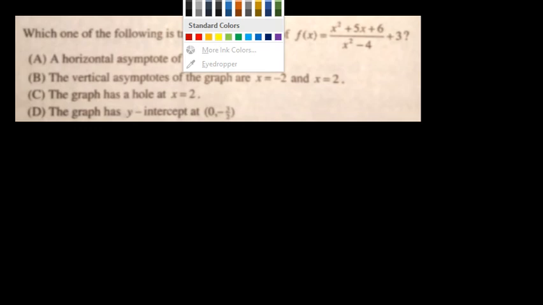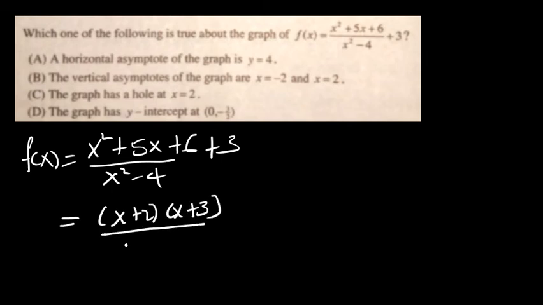The second question is about rational functions. It says the given function f of x is equal to x squared plus 5x plus 6 over x squared minus 4. So let us factorize and simplify first. We need to factorize the numerator and the denominator. For the numerator, we need to think of two numbers with product 6 and sum 5. Those are plus 2 and plus 3. So x plus 2 and x plus 3 is the factorized form of the numerator, and the denominator is x minus 2 and x plus 2.